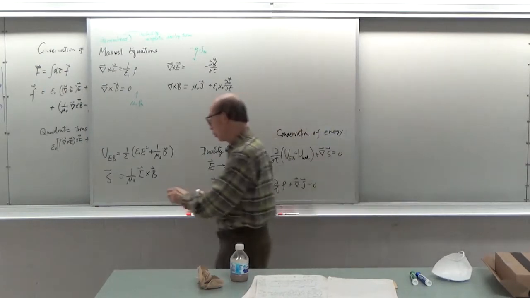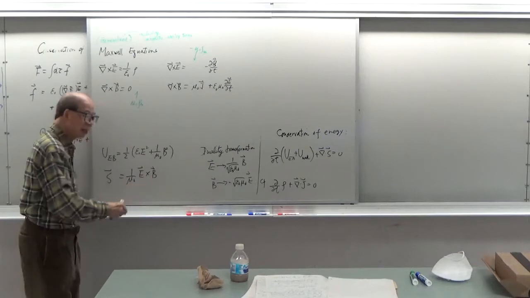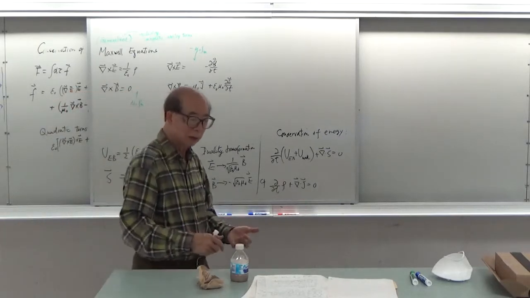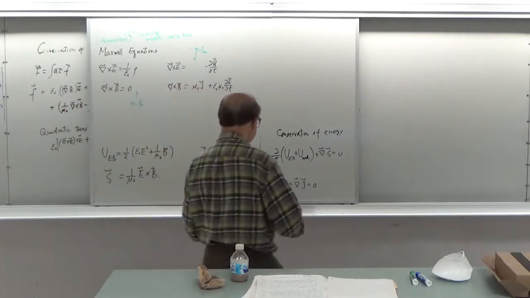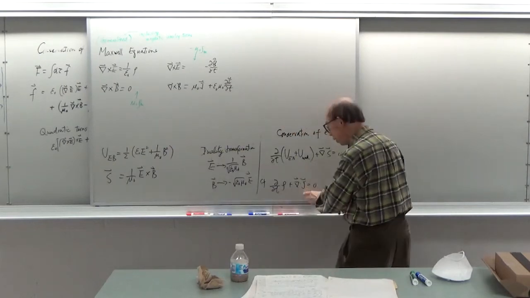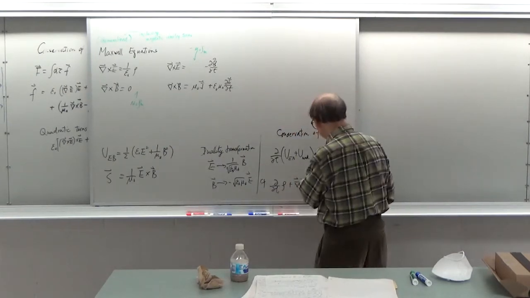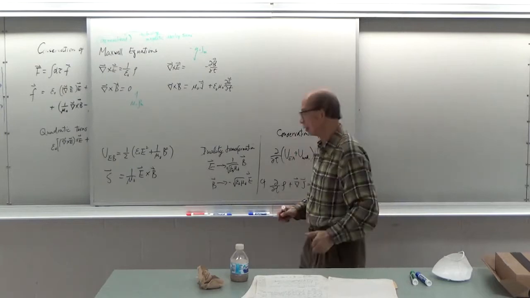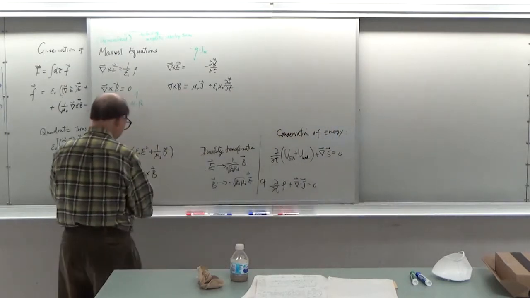S is the so-called Poynting vector. It has the significance of energy flux, just as J is the flux of charge. S is the flux of energy, and it's given by this expression.